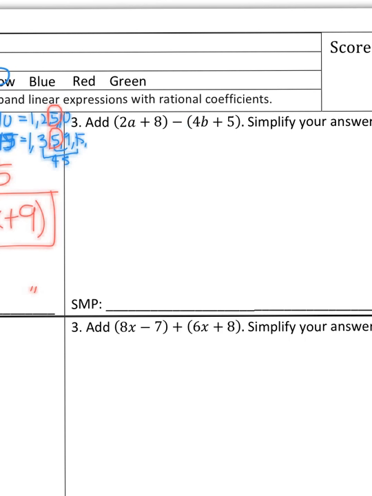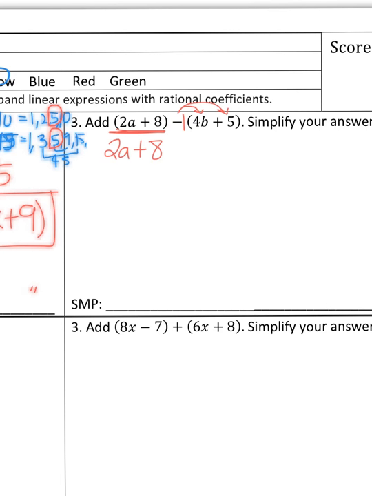So we have this negative right here. So you got to distribute -1 times 4b and -1 times 5. Nothing changes in the first expression because there's no negative outside of it. So you could just drop the parentheses. 2a plus 8. And we're going to change this to the addition of the opposite. Let me actually do it for you.